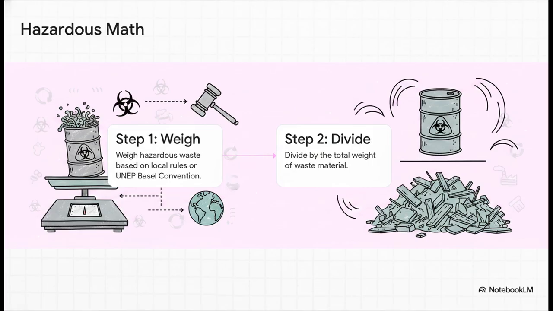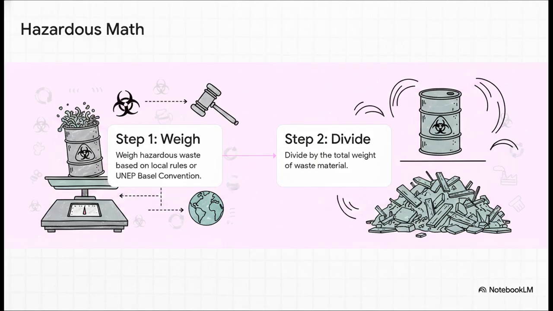Once you have your total waste in metric tons, you've got to figure out the hazardous percentage. Step 1, weigh the hazardous waste. But how do you legally define hazardous? Well, the SASB standard says you have to use your local jurisdictional framework. Now, if your operations happen to be in a place that lacks those definitions, you default straight to the UN Basel Convention.